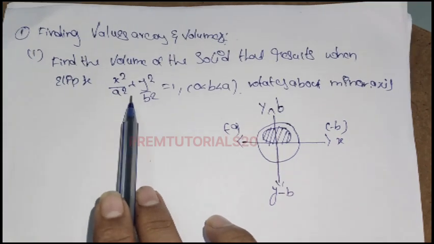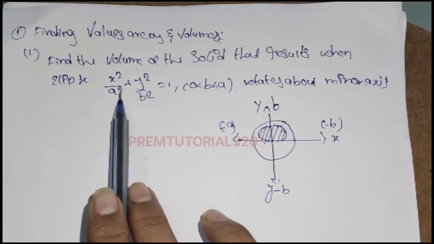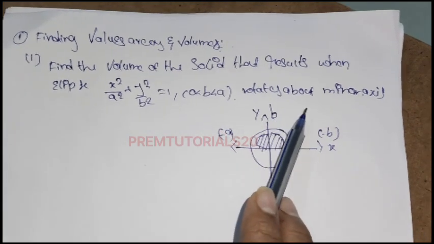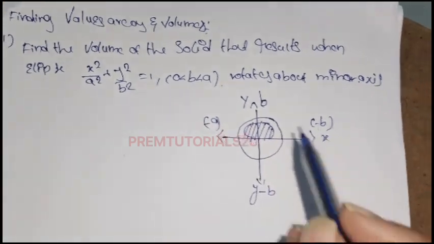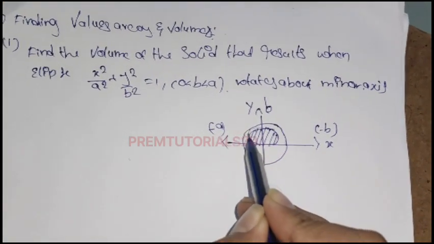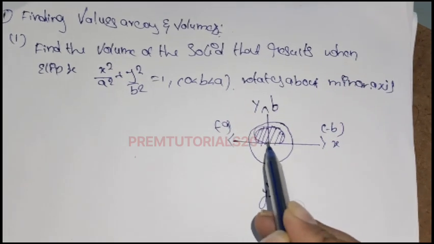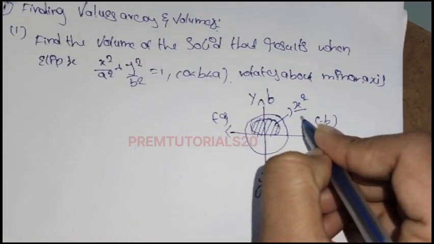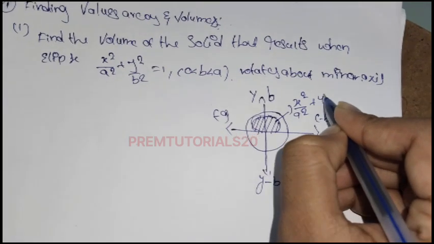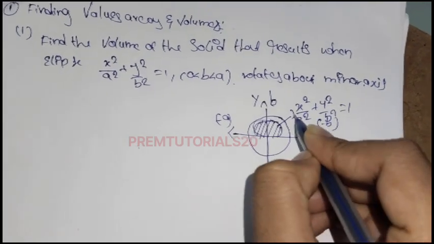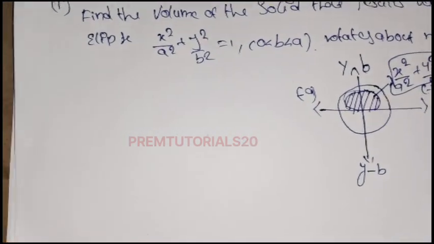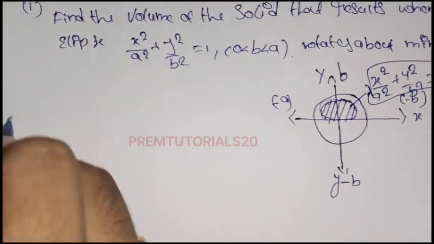You can also find the volume of the solid that results when the ellipse x square by a square plus y square by b square equal to 1 rotates about the minor axis. This is the ellipse which is given, x square by a square plus y square by b square equal to 1. Now this is the given ellipse equation. Now it's time to solve it one by one.